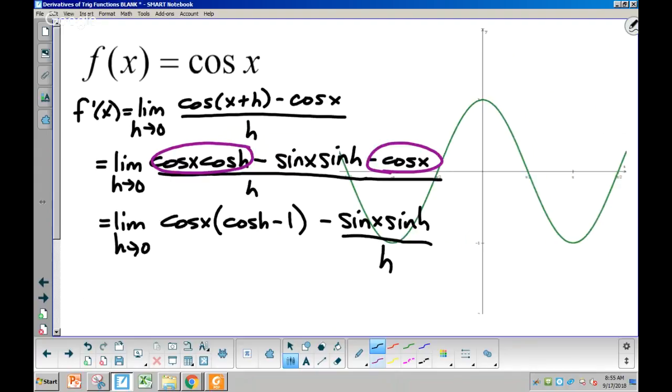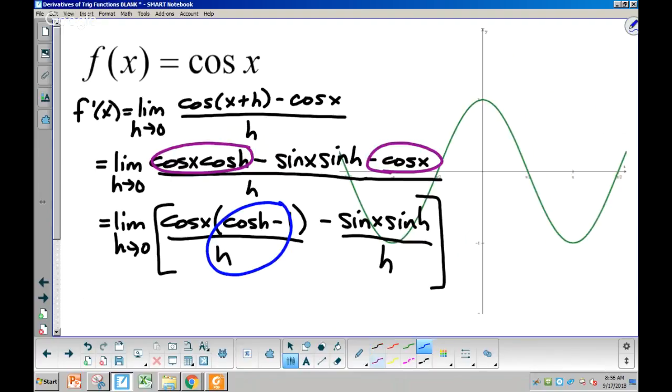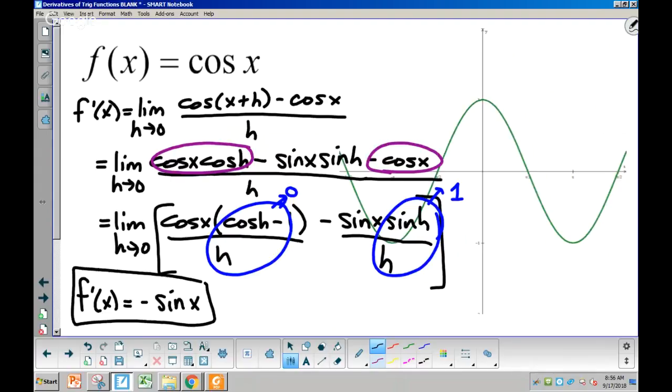And I'm going to bust up the fraction again like I did in the first problem. What do we notice? I see a 0. The limit as h goes to 0, this one goes to 0. What about the sine h over h? Does everybody see that that goes to 1? And if I take h to 0, then what am I left with? Negative sine x. So the derivative of cosine x equals negative sine x. And I'm on to tangent.